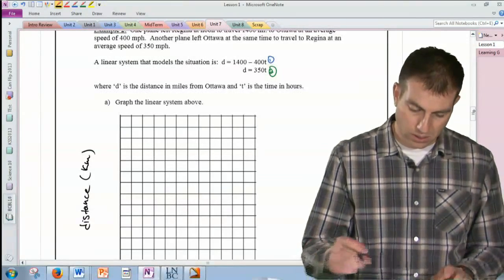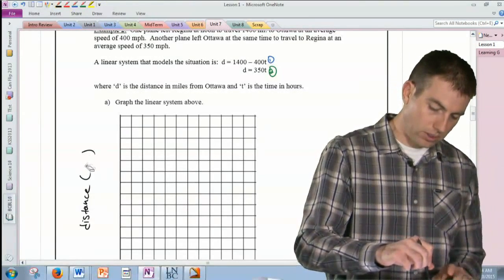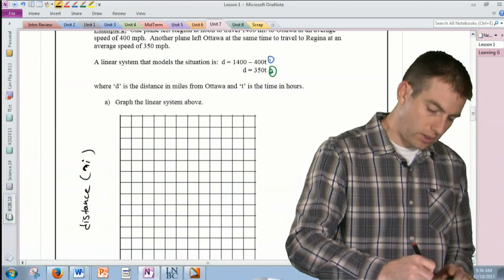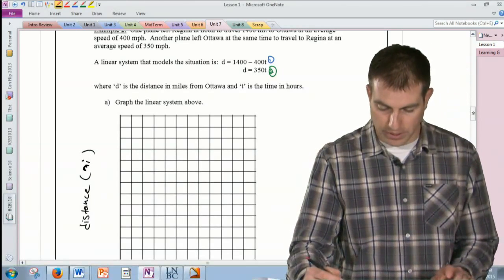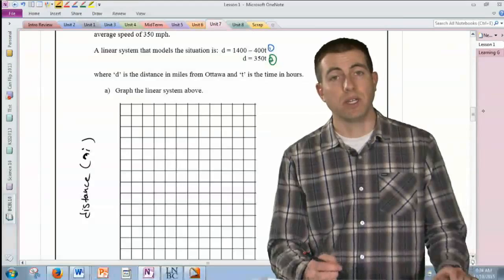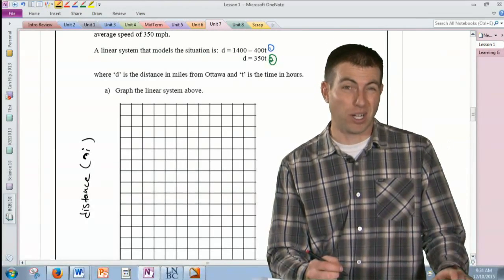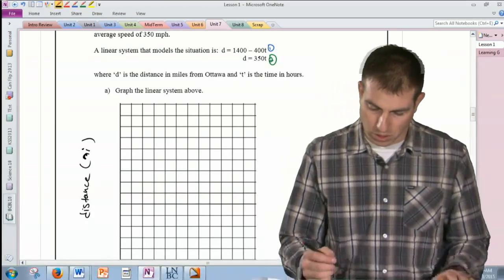Actually, it's not distance in kilometers, it's distance in miles. We're dealing with imperial here. Apologize for that. So distance in miles, and then time in hours. How did I know to pick miles and hours? Well, I have miles per hour, so we'll just go with that.